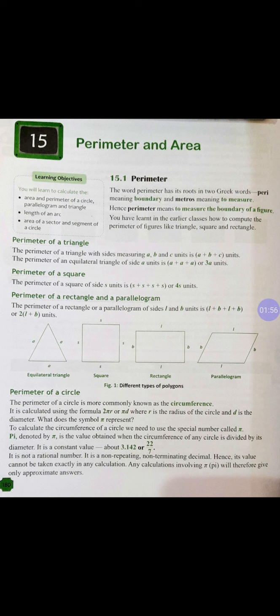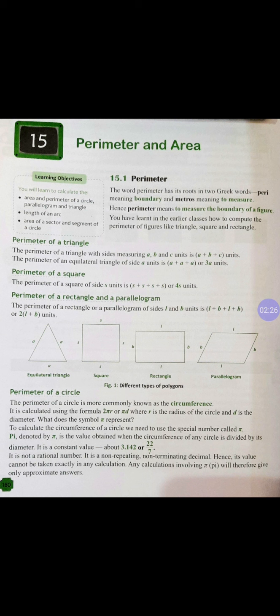Now let's come to the next point, perimeter of a rectangle and a parallelogram. Like the square, but in a rectangle we have to travel L plus B plus L plus B. So there will be 2L plus 2B. Okay, so the formula becomes 2 bracket L plus B. And likewise in a parallelogram, the same formula will be applied. Okay, now let's come to the perimeter of a circle.